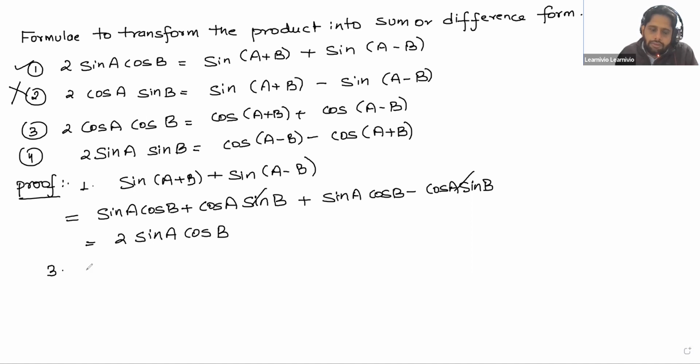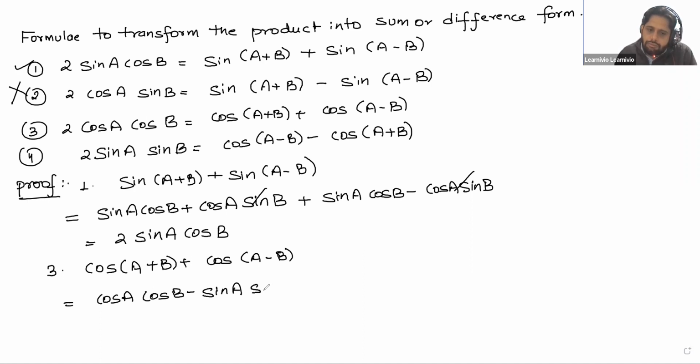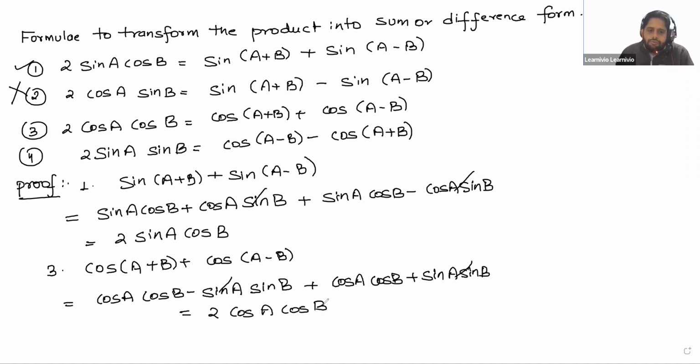Now for the third one. Cos A plus B plus cos A minus B. So this will give you what? Cos A plus B means cos A cos B minus sin A sin B. And this one, cos A cos B plus sin A sin B. We have cancelled this one, so we get 2 cos A cos B. Please note down these first and third proofs, then we will do the fourth one.